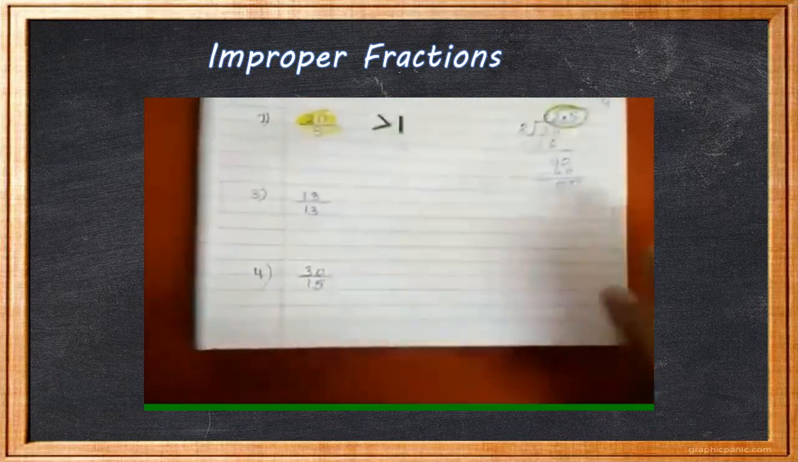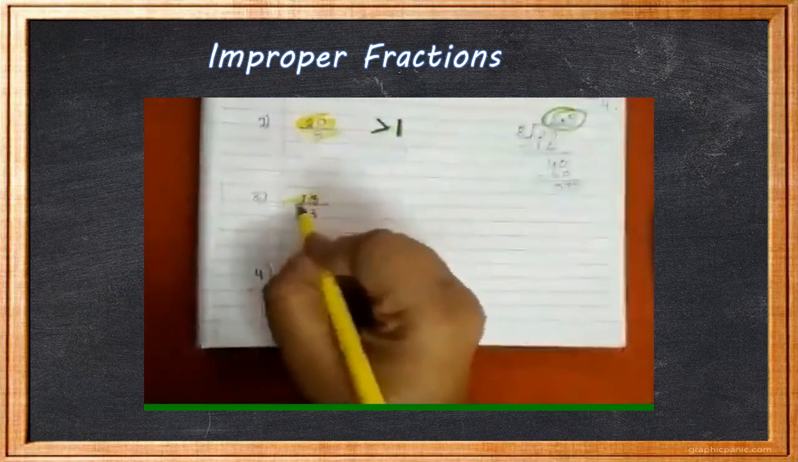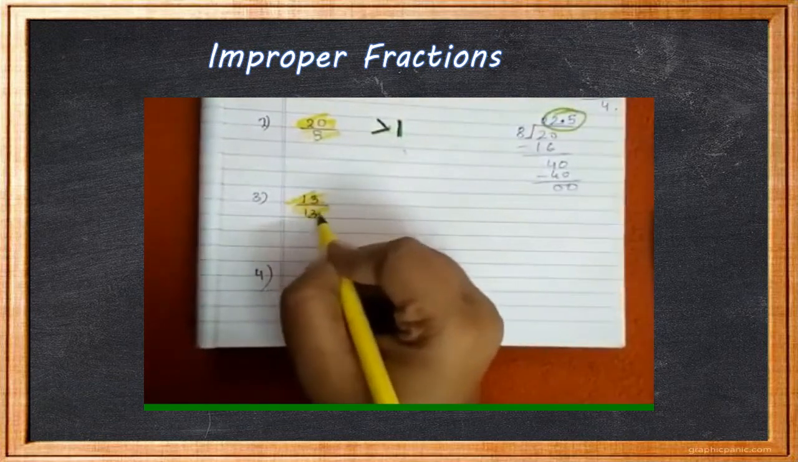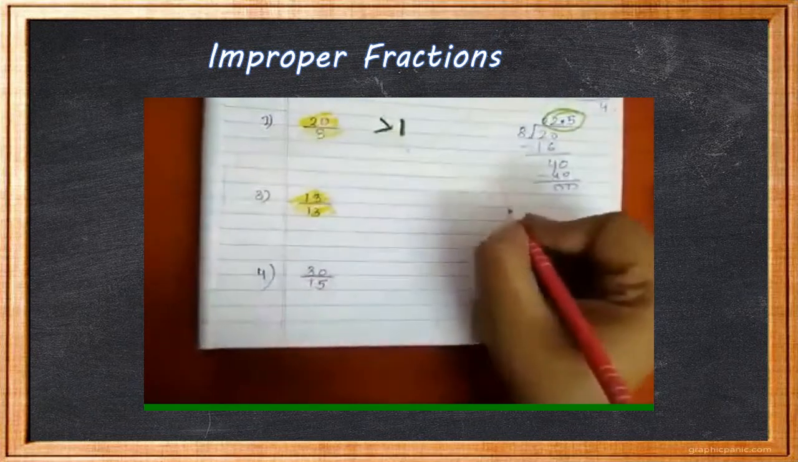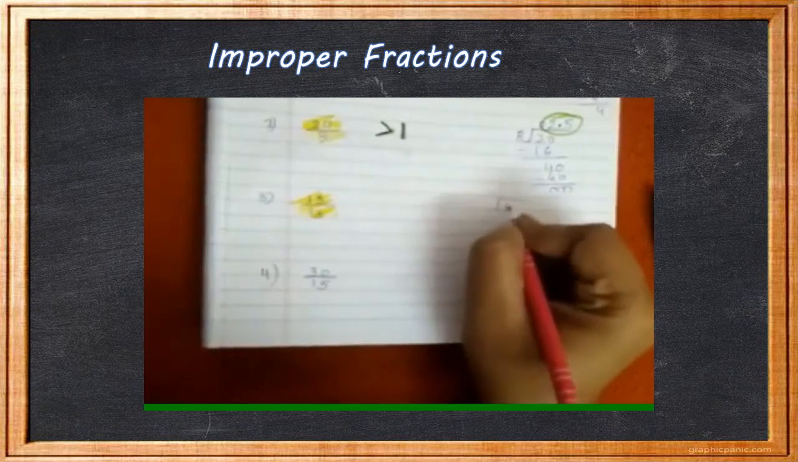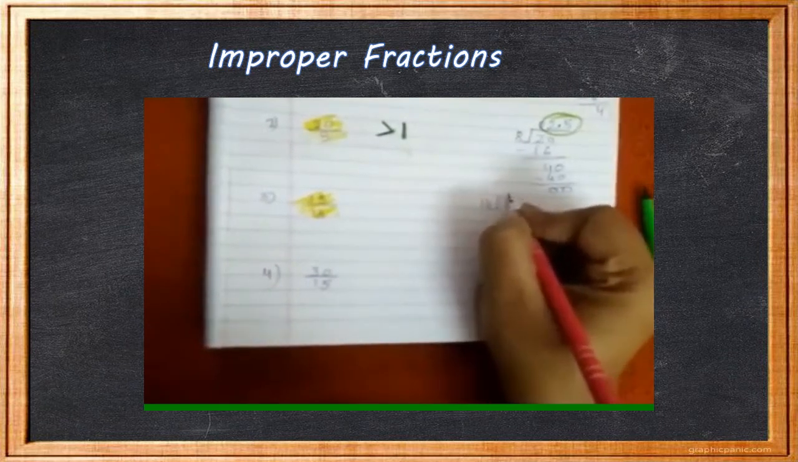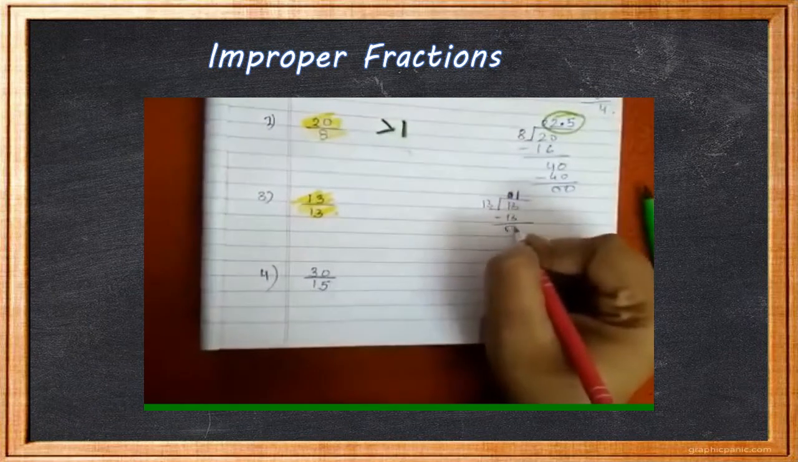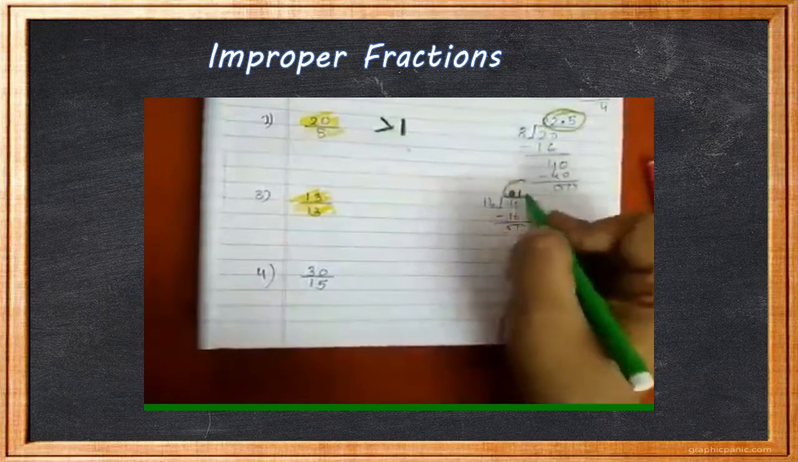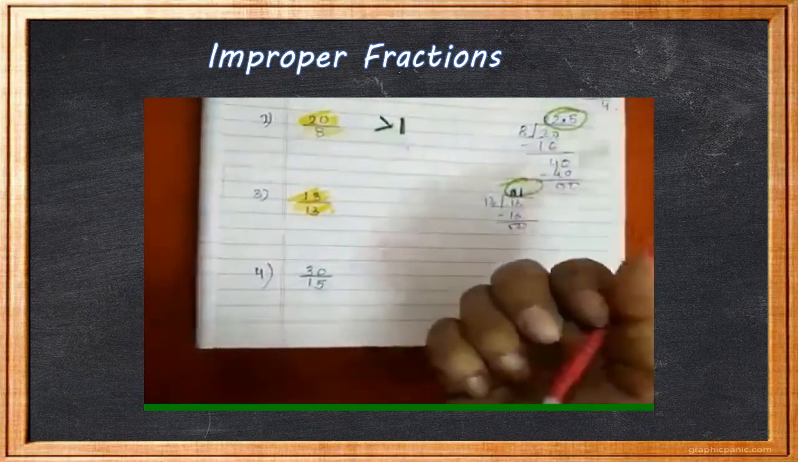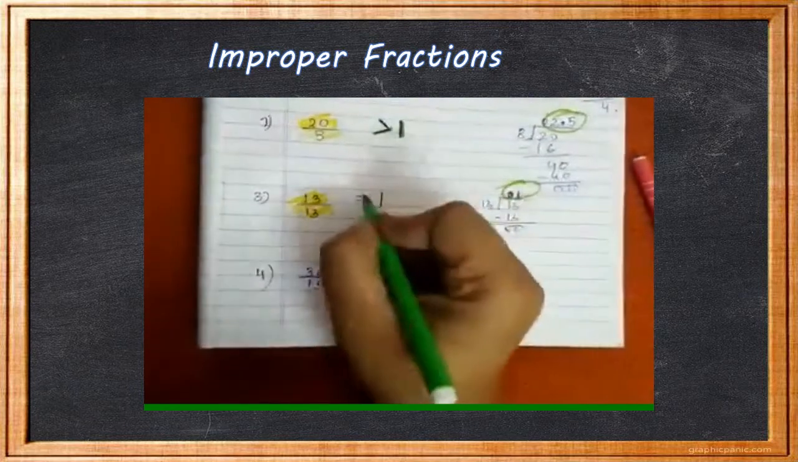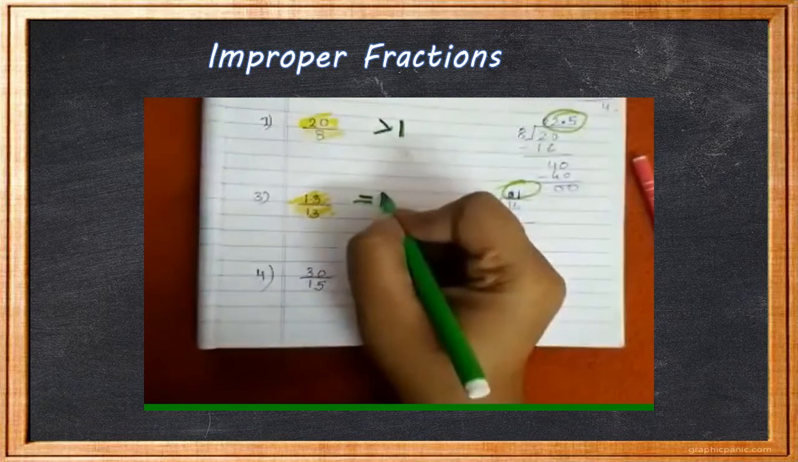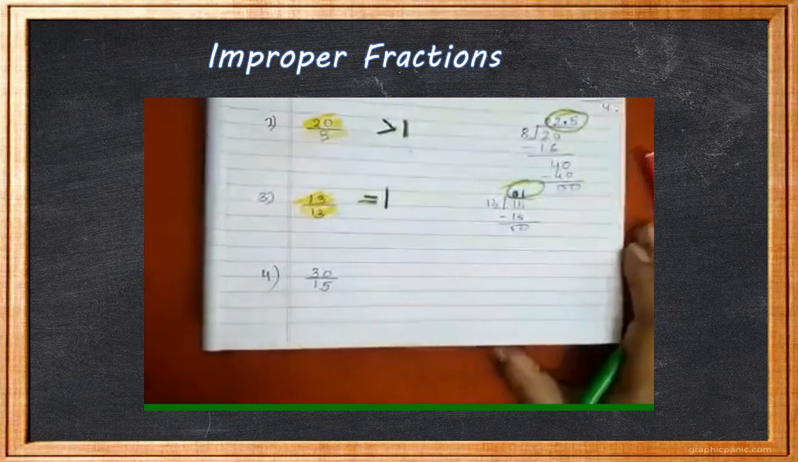Now children, see next example. 13/13. You can see here numerator and denominator are the same. Let's divide this. 13 upon 13, so it is 1. So children, you can see here quotient is 1. So we can see here it is equal to 1. So improper fraction is either greater than 1 or it is equal to 1.